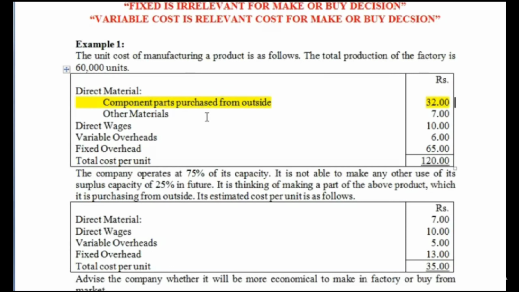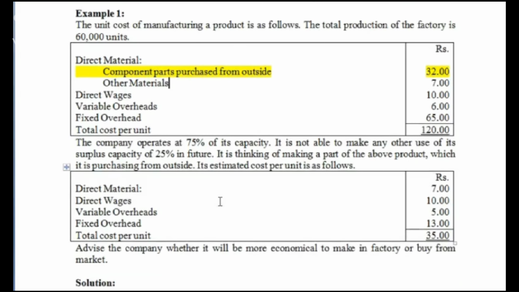One component part you are purchasing from outside and other material 7 rupees. Direct wages, variable overhead, fixed overhead, and total cost is 120 rupees. This is the cost structure of the main product. The company operates at 75% of its capacity.